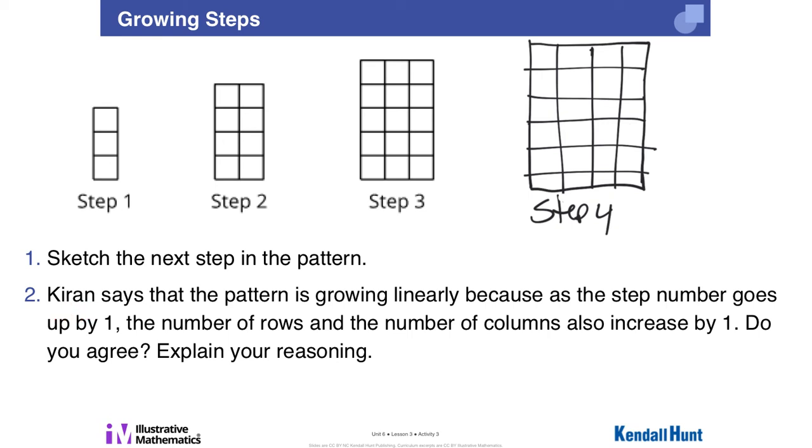Number 2, Kieran says that the pattern is growing linearly, meaning is this a linear pattern? Are we adding the same thing each time? And in this case, no, we are not adding the same number of squares each time. You can see that we started out with 3, now we have 8, now we have 15. Well, to get from here to here, we added 5 squares, and then we added 7 squares. So we're not adding the same thing each time.